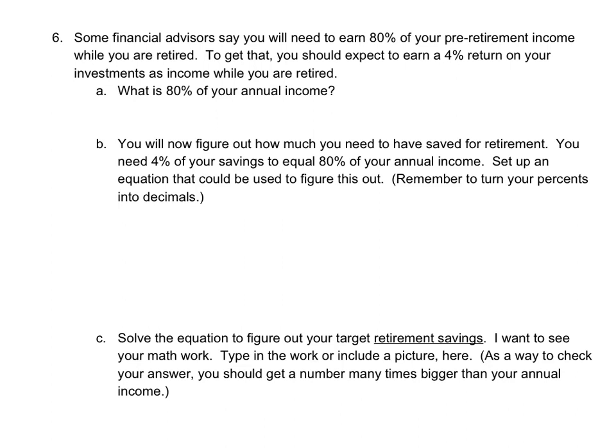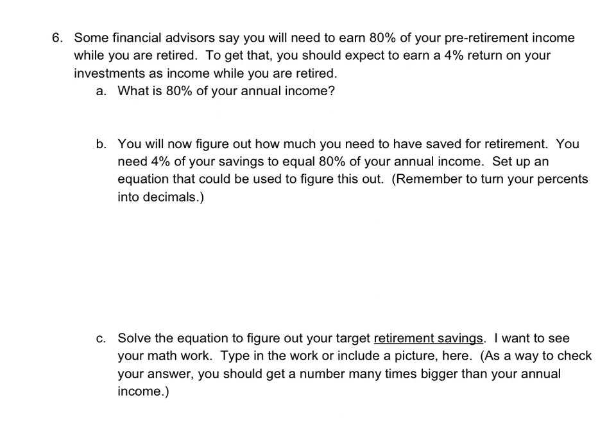All right, so in number 6, I did a little bit of internet research myself, and there's a little bit of difference. You know, some people say one thing, some people said another, but 80% was a good number to use. So I went with the 80% here, where financial advisors say you need to earn 80% of your pre-retirement income when you're retired. And so we're going to be here in part A dealing with that. What is 80% of your annual income?